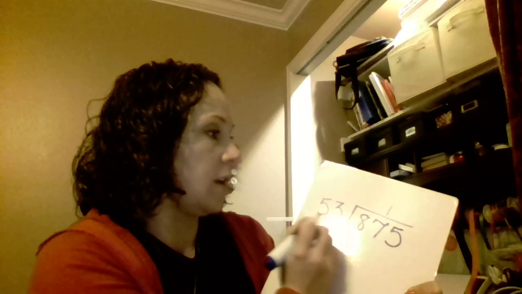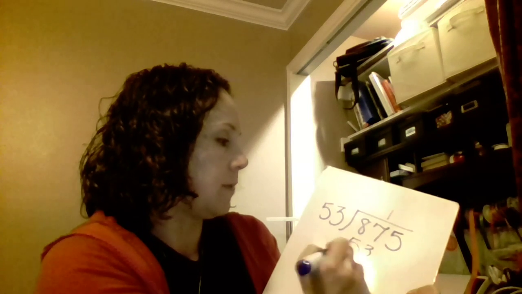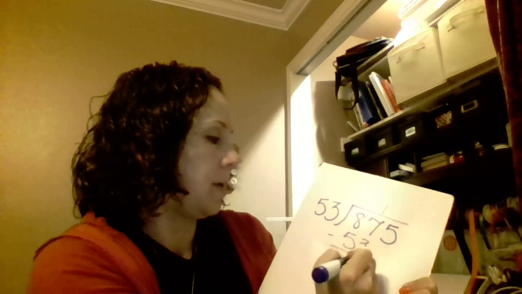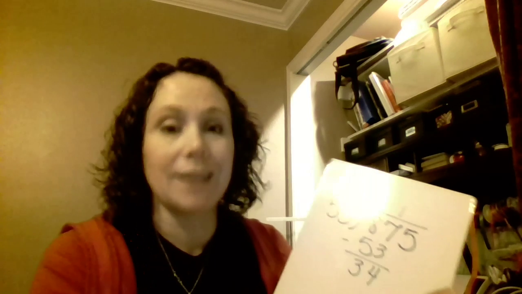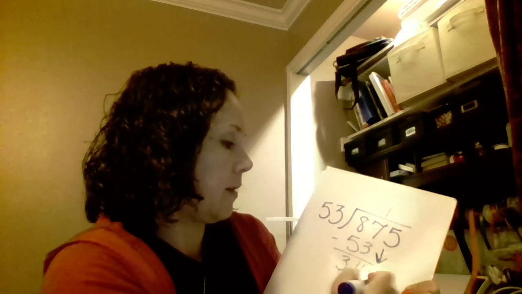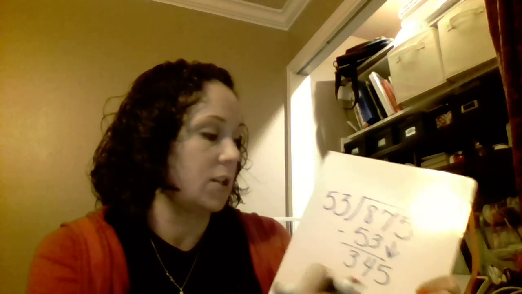1 times, our next step is multiply. 1 times 53 is 53. So we're going to subtract because that's our third step. Is this number smaller than this one? Yes, it is. We can move on. Bring down that 5. Now we have, again, another division problem. 53 divided into 345.